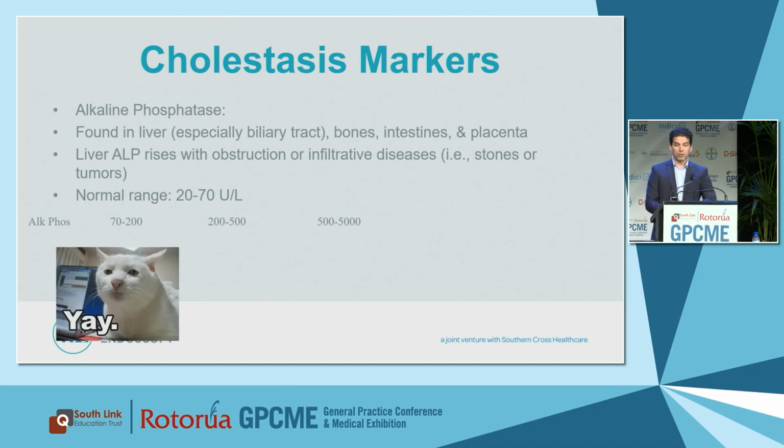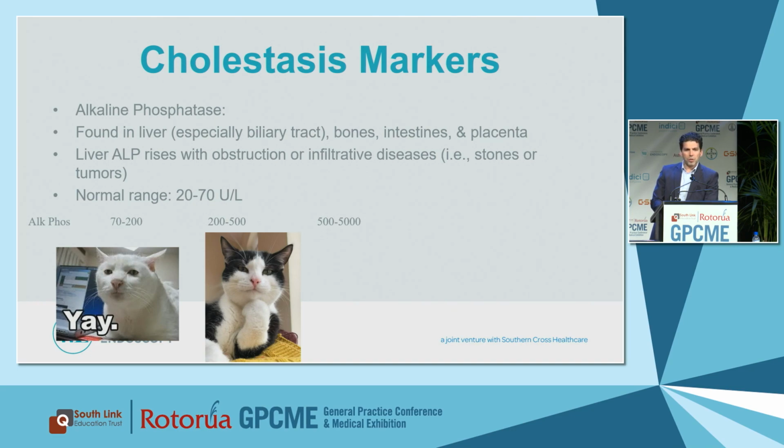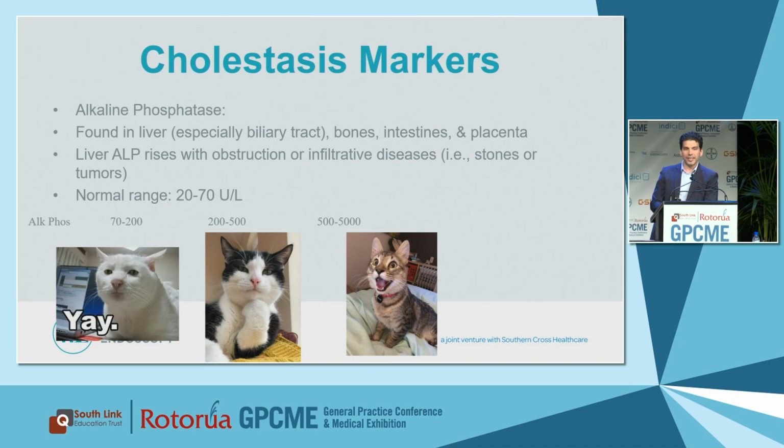So alkaline phosphatase around 100, I go, oh yeah, just do an ultrasound, do another blood test in a few weeks. Really get quite interested when I get around 500, and same thing when it gets really high, I go, oh yeah, really got to work pretty quickly on getting something sorted.